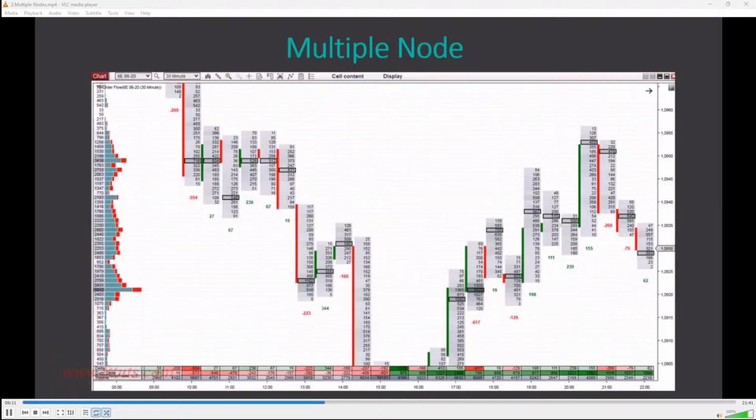This one is a 30-minute chart, and this is a thing which I also like to notice. Multiple nodes in here and in here. We already had a scenario like this, a very similar one.